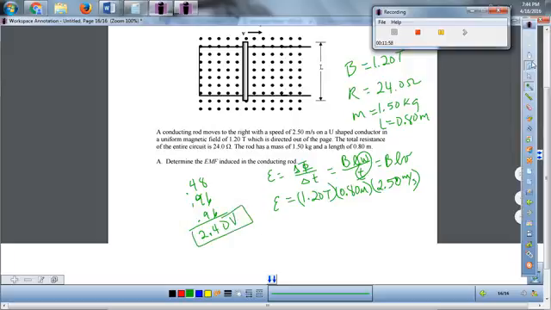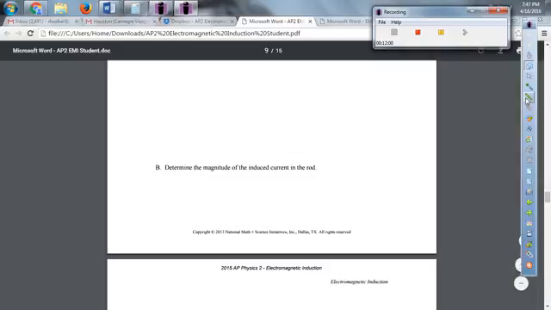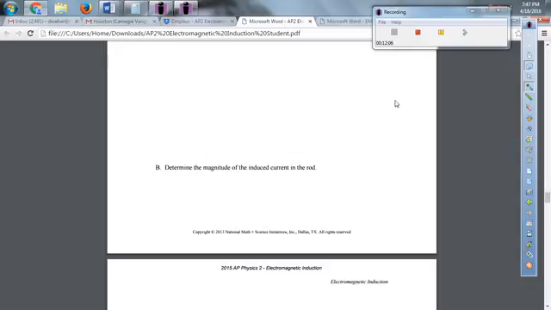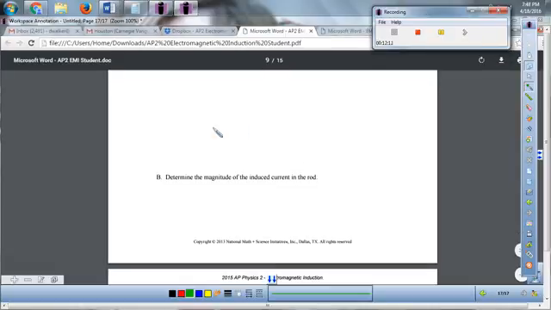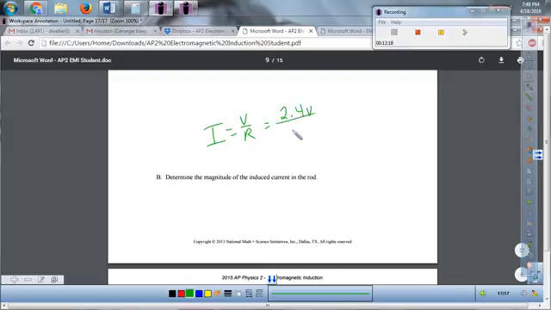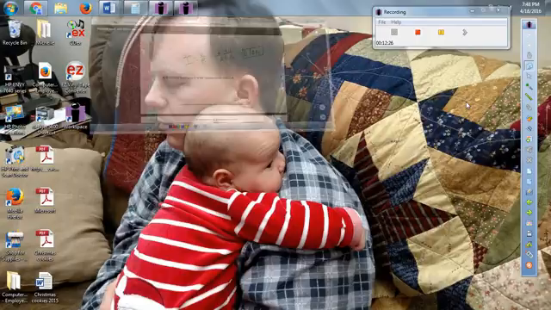Okay? So we're going to stop for a minute. Alright, so now they want us to determine the magnitude of the current induced in the rod. Well, that's not real hard. I is equal to V over R. V was 2.4 volts. R was 24 ohms. So the current is 0.10 amps. That was pretty easy to deal with. Alright. Let's scroll on down and see.